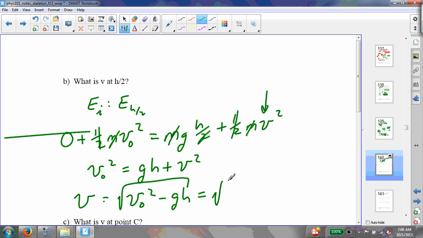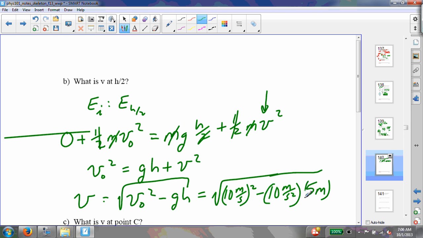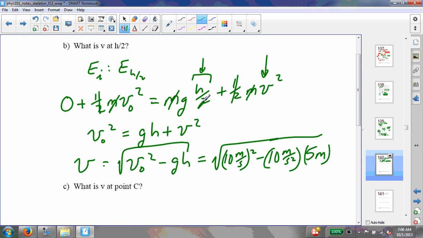Square root of that is going to be the square root of 10 meters per second squared minus 10 meters per second squared, that's g times h, which was 5 meters. I notice my height is 2.5 meters, which I had here, but that 2 canceled out. So here, I'm just considering the variable h. This is just algebra. So that's going to be the square root of 100 minus 50, which is the square root of 50, which is about 7 meters per second.